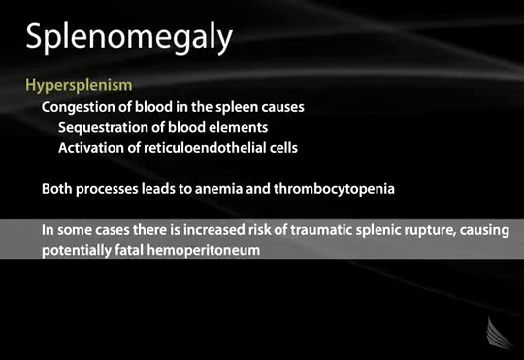In some cases, with passive congestion of the spleen or reactive congestion of the spleen from Epstein-Barr virus infection, there's an increased risk for traumatic splenic rupture, causing potentially fatal hemoperitoneum and massive amounts of blood loss. So that's why college athletes with Epstein-Barr virus infection or infectious mononucleosis have to sit out 6 weeks to an entire season, because they're at increased risk for traumatic splenic laceration and rupture.